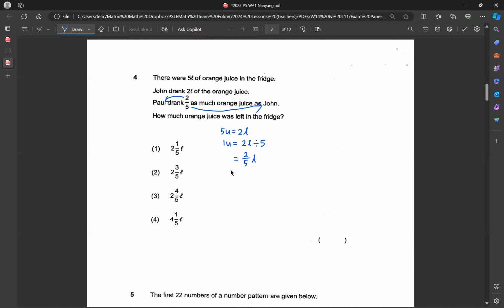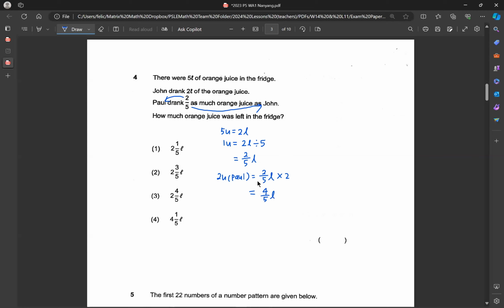Now let's find out how much Paul drank. We definitely need that because later you need to find out what is left. Let me write down Paul. This is for 2 units. So 2 units will be 2/5 liter multiplied by 2. To do the multiplication is a bit like the previous question. Check if there's any cancellation to perform for this. In this case, 5 and 2, nothing in common. So straight away, just top multiplied by the top. Bottom is a 1, so 1 times 5. This gives us 4 over 5 liters.